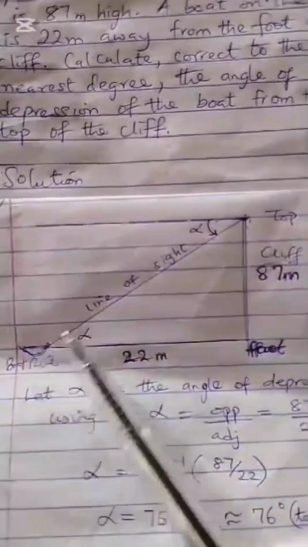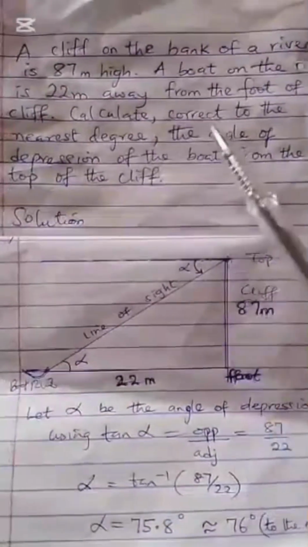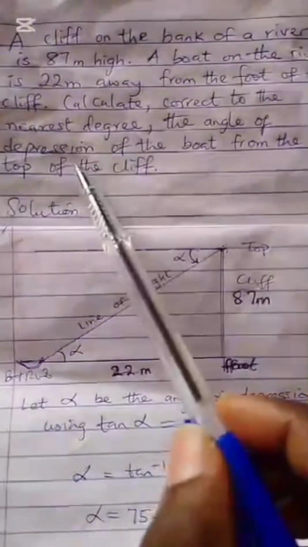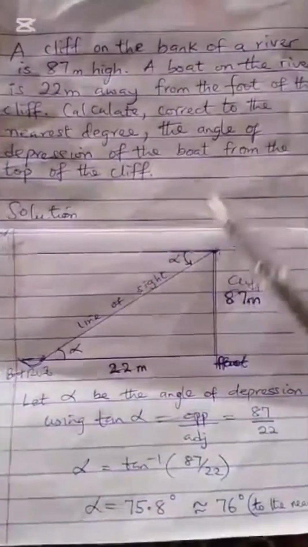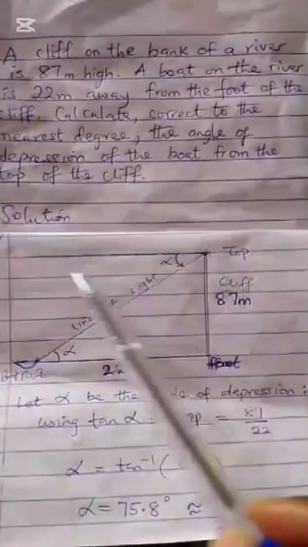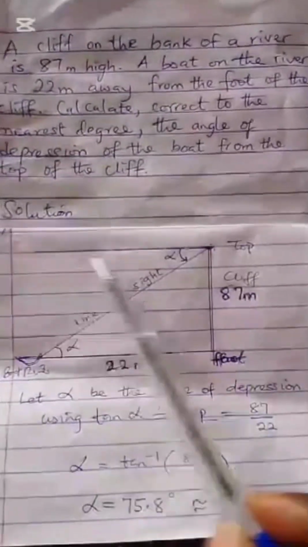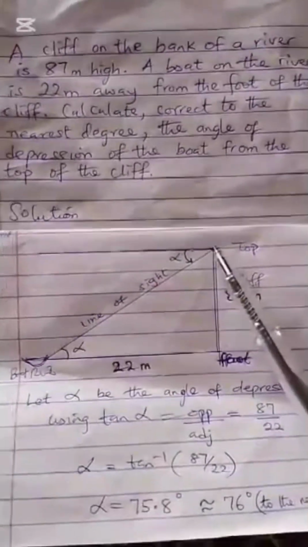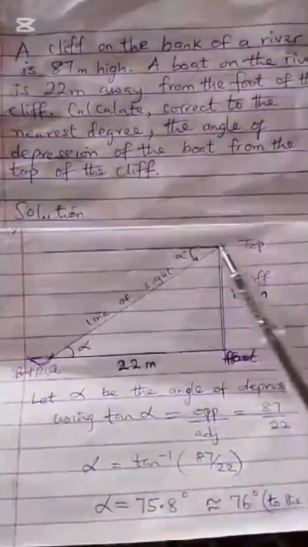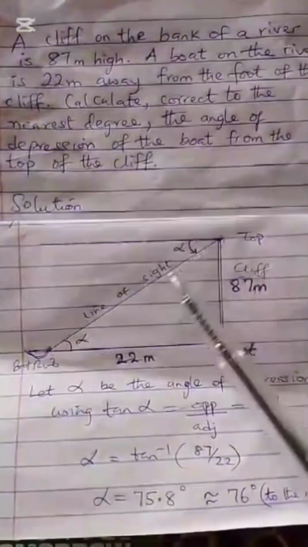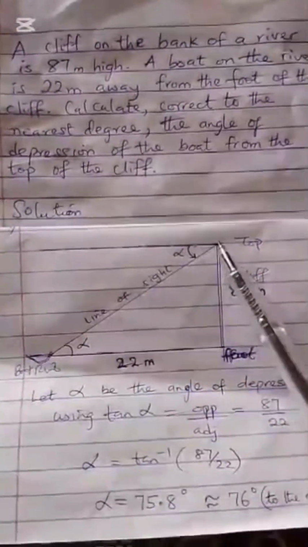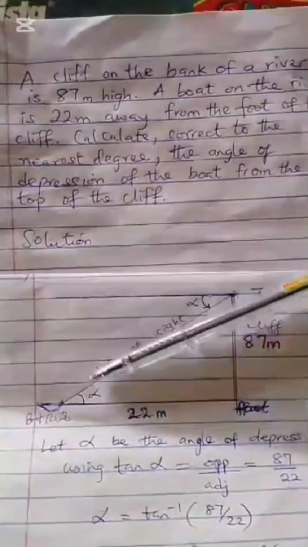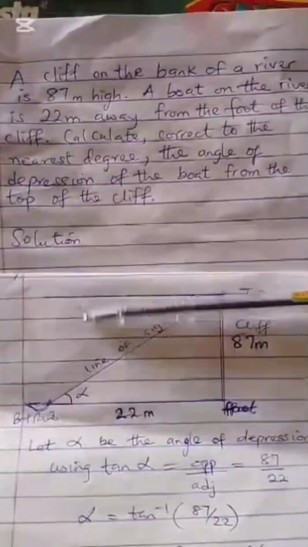So now it says calculate, correct to the nearest degree, the angle of depression of the boat from the top of the cliff. So this is the top of our cliff. This horizontal line is the eye level of the observer at the top of the cliff. Then this is how it's going to look down. So it's the top here looking down on the boat. This is the horizontal level, it looks down. So it's an angle of depression.